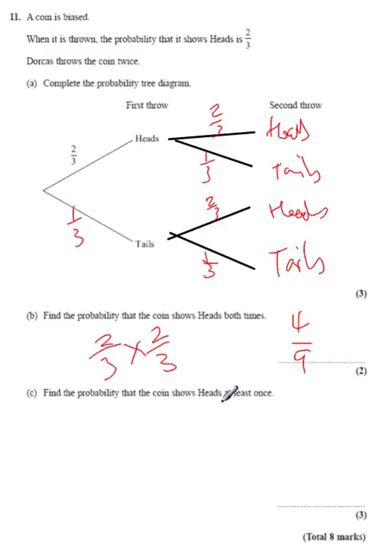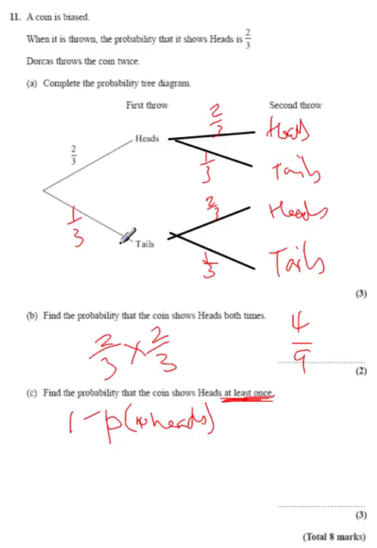Okay. When you see at least once, the only other option means that it didn't happen at all, because if it happened one time or more times, that means everything apart from it happening no times. That's the easiest way to look at this one.